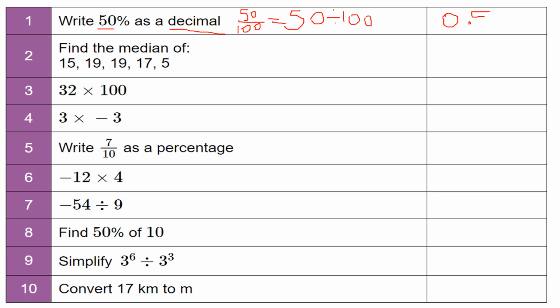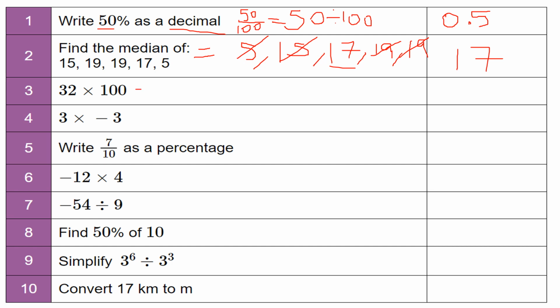Okay, for that one. Okay, question number 2. Find the median of the list of numbers. So putting them in order from smallest to biggest or biggest to smallest. Okay, 5, 15, 17, 19 and 19. Okay, and then I'm going to start crossing them off actually. So it's the number in the middle. So cross off on either side. So the median is just equal to 17.